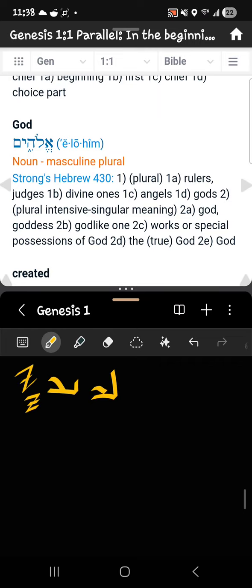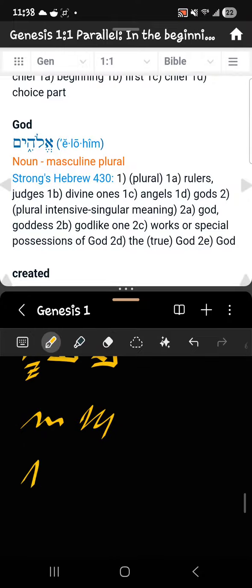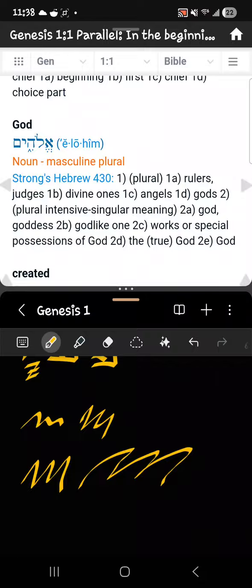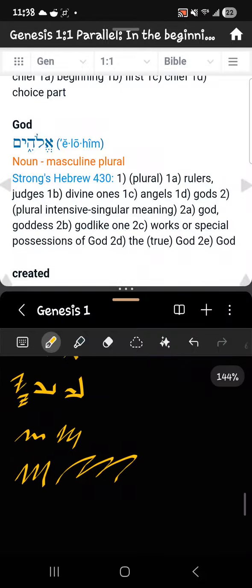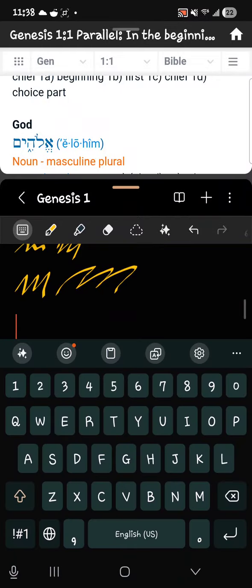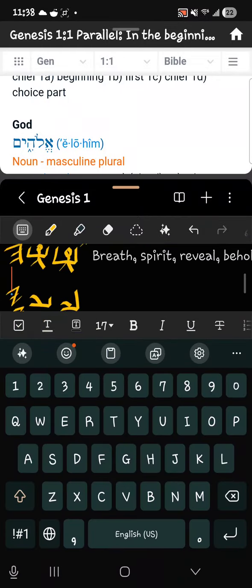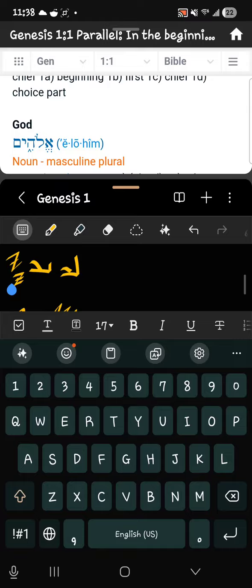Mayim. All right. Here's how I tend to do it. It's an M. It's water. Okay. Water. It's not just water. What does it mean? What else could it be? It's not just water, Moo. What else could Mayim be?